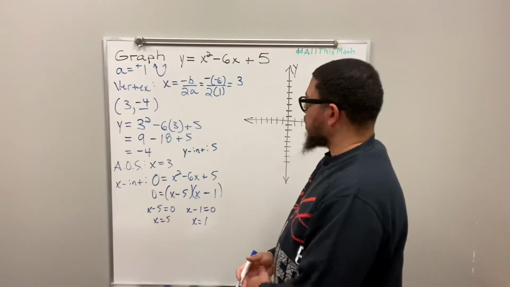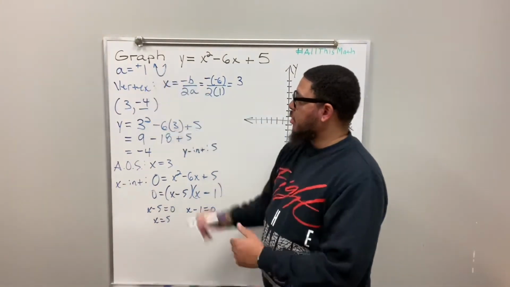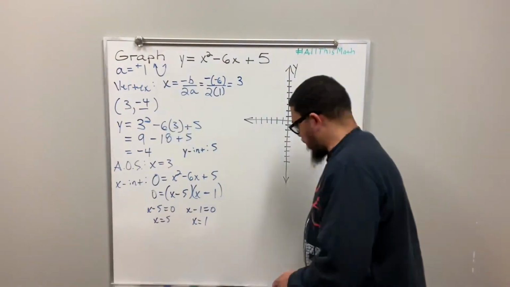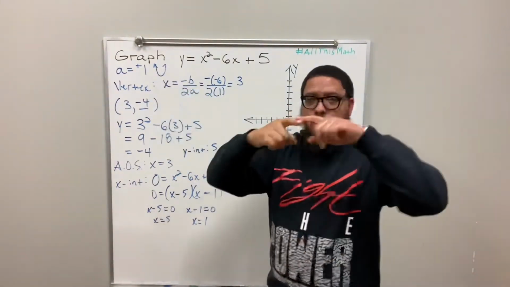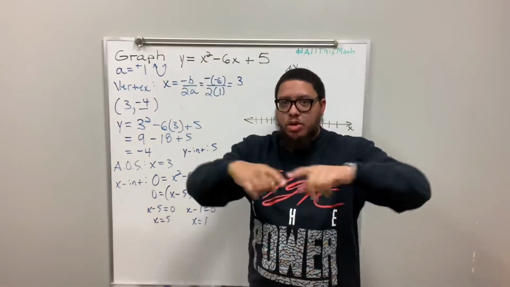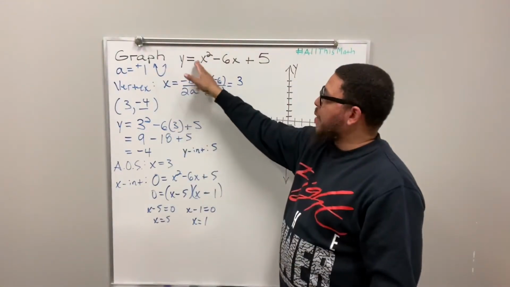We wanted to graph this. We know what the parabola looks like. Let's do a recap. I know it's going to open up, it's not going to open down. It's going to open up. I know that because my A is positive.